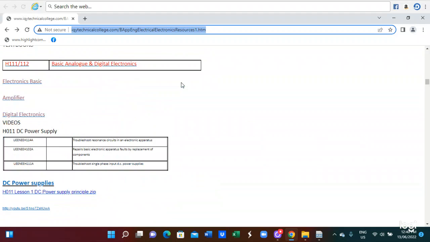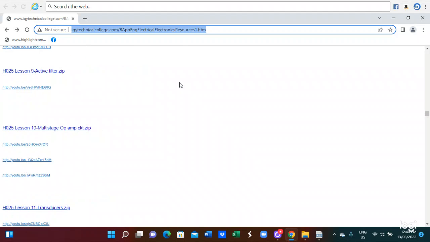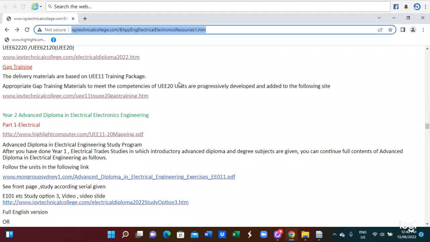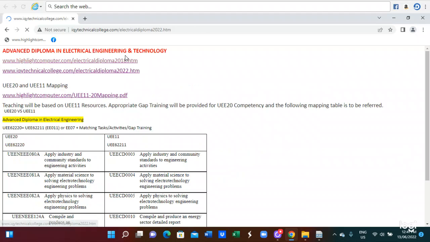So now we continue to do the advanced diploma electrical engineering. So the website is here. I give you the website. The website is IQI-college.com/electrical diploma 2022.htm. So you click to this site and we enter.